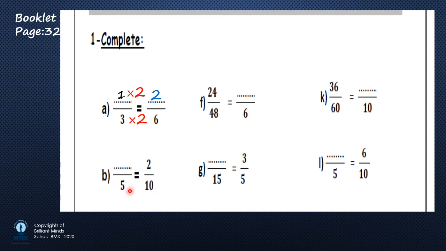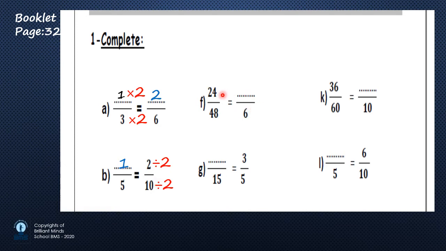From small to big or from big to small? What do you think? From big to small. So multiply or divide? Divide. Divided by how much? 10 divided by what gives me 5? Divided by 2. So we're gonna divide up also by 2. 2 divided by 2 equals 1. Let's go to the next one.